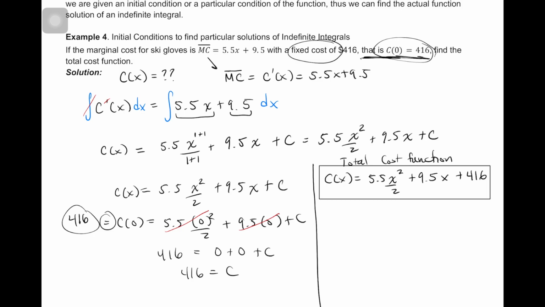I hope you found this helpful. The takeaway here is, A, be able to undo the marginal by taking the antiderivative on both sides of the equation. And the other thing is to be able to translate what a fixed cost means. That means C of 0 equals 416, which helps us find our C.